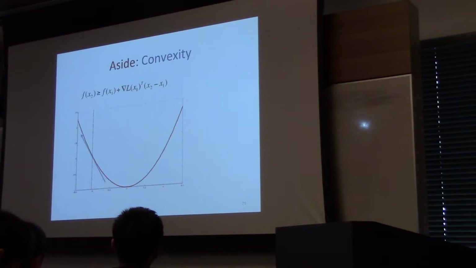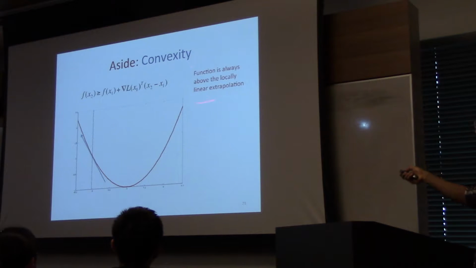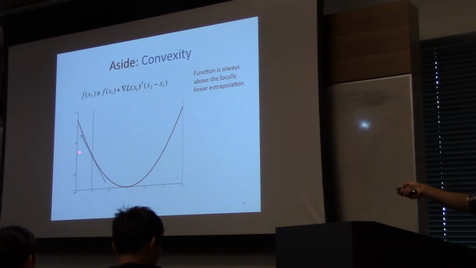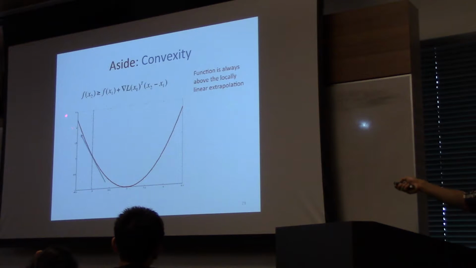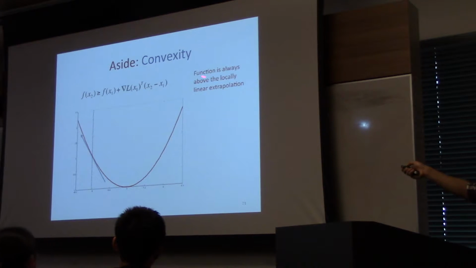A different definition of convexity can be done using gradients or derivatives. A function is convex, and this is the equivalent definition, if and only if the linear extrapolation of a point x1, so here's f of x1, this is the slope at f of x1, this is the linear extrapolation at this point. If I pretended I was always moving along the gradient at this point, it was completely linear, this would be the linear extrapolation. So a convex function is always greater than or equal to its linear extrapolation at any point on that function.